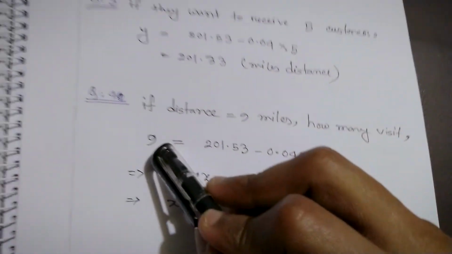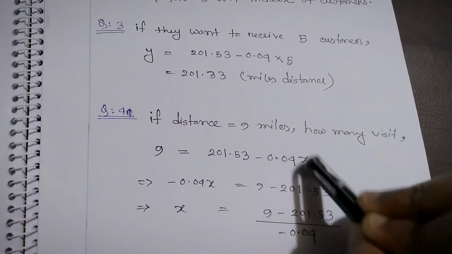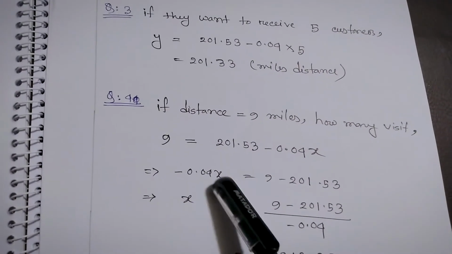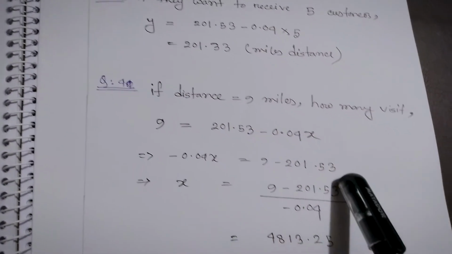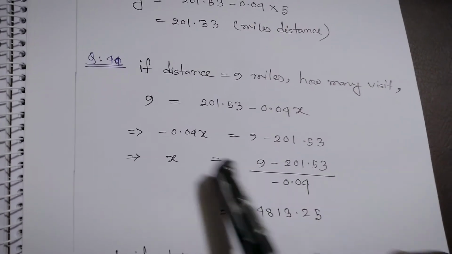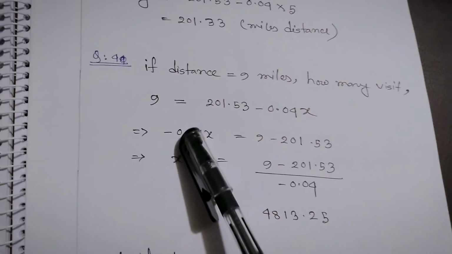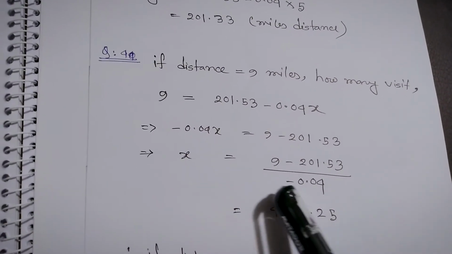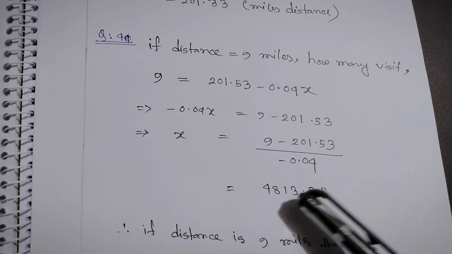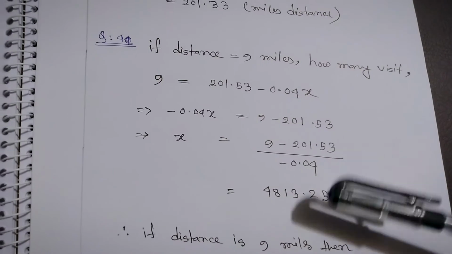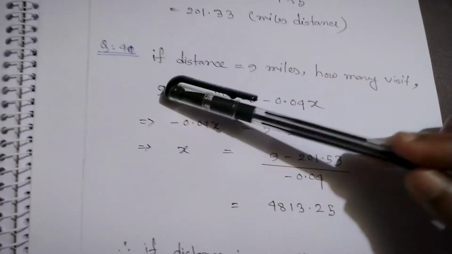So y equals a plus bx, where b's value is minus 0.04 times x. So minus 0.04 x, we are just taking it here, and 9 minus 201 is there. So our ultimate answer is: I will just divide 9 minus 201.53 by this minus 0.04. Always remember that it is minus 0.04. So our ultimate answer is 4813.25. This is the number of customers that will visit when the distance is 9 miles.